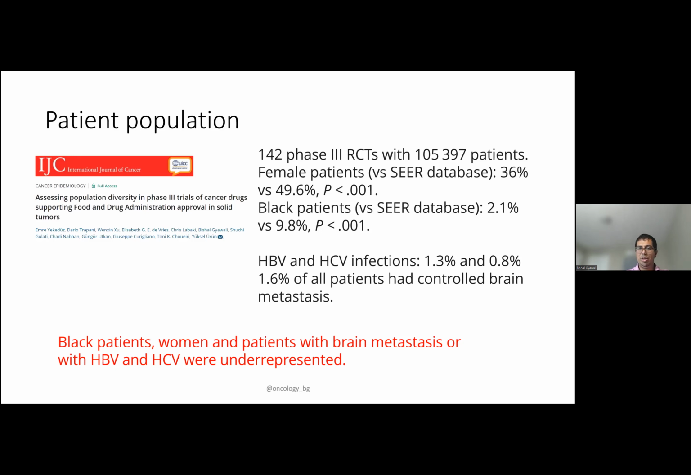And we found that female patients are underrepresented, 36% in clinical trials versus 49.6% based on the SEER database. And Black patients were underrepresented, only 2.1% in the clinical trials versus almost 10% in the routine database. And patients with hepatitis infections were also underrepresented. So we concluded that Black patients, women, and patients with brain metastasis and hepatitis infections were underrepresented in the US clinical trials.